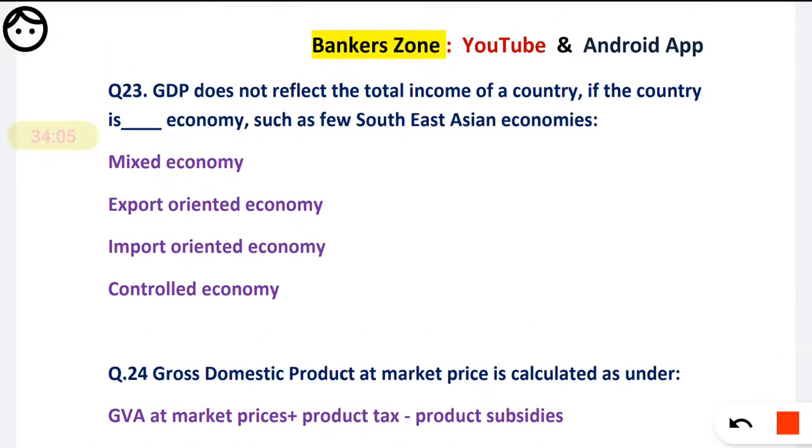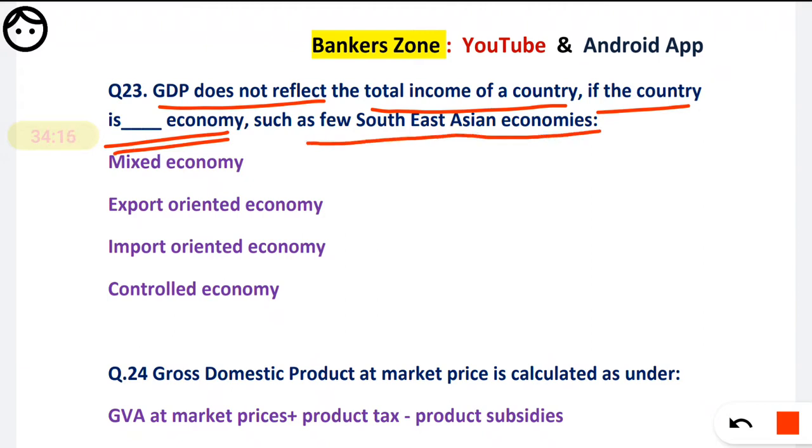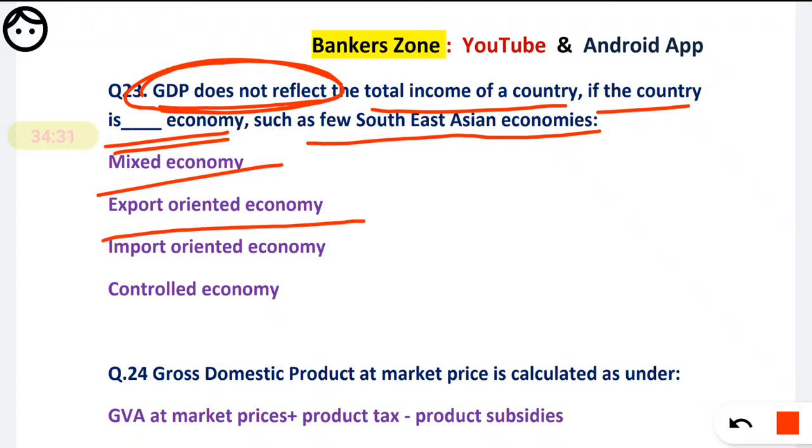Okay, now question number 23. GDP does not reflect the total income of a country if a country is a dash economy, such as a few Southeast Asian countries. They are asking for which country GDP is not good. That means GDP will not reflect the total income of a country if it is a mixed economy, export oriented economy, import oriented economy, or controlled economy.